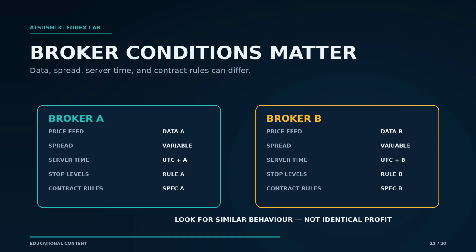Broker differences create another layer. Two brokers can use different price feeds, spreads, server times, contract specifications, stop levels, and symbols. Those differences may barely affect a slow strategy, yet materially change a short-term system. This is why a test from one environment should not be presented as a universal result.